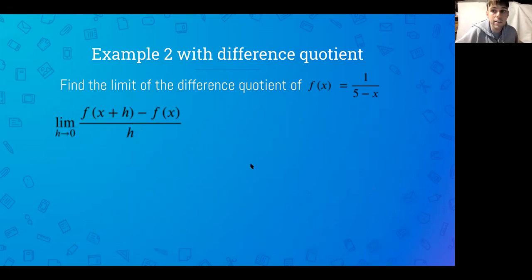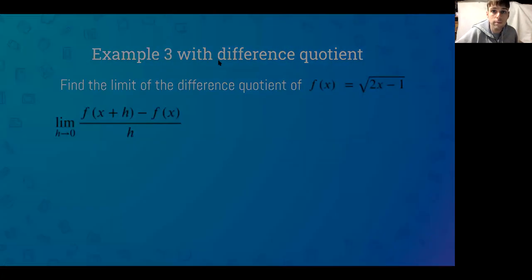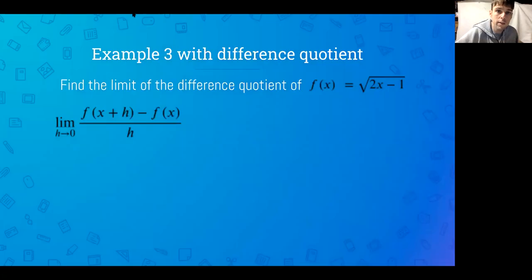All right, last example here. We have a radical function. We're going to plug that in. I'm going to start the same way I did before, and not mess with things so much. Figure out what f of x plus h is. That's going to be root of 2 times x plus h minus 1, so radical 2x plus 2h minus 1. Okay, that's easy enough.